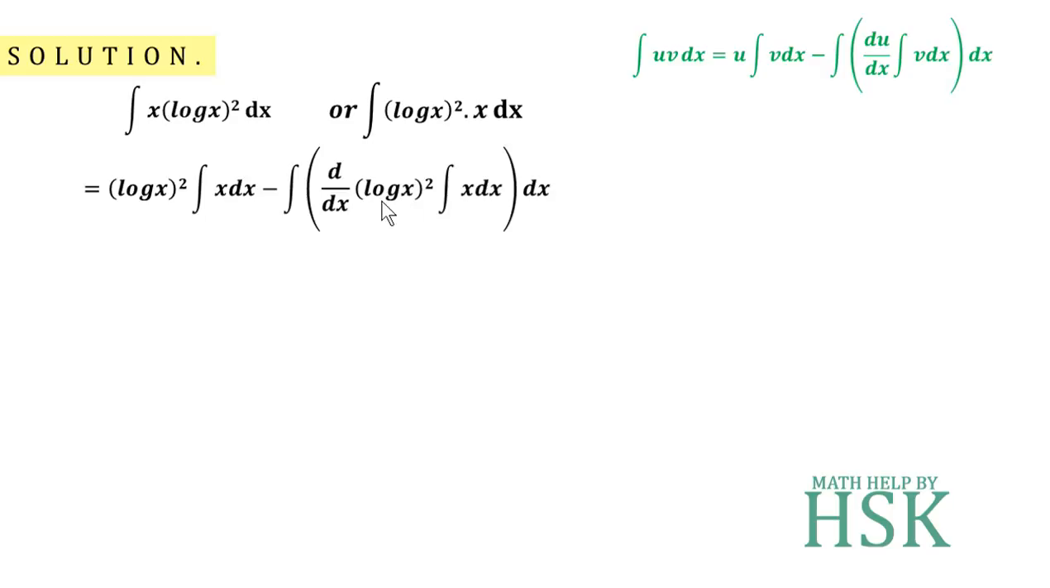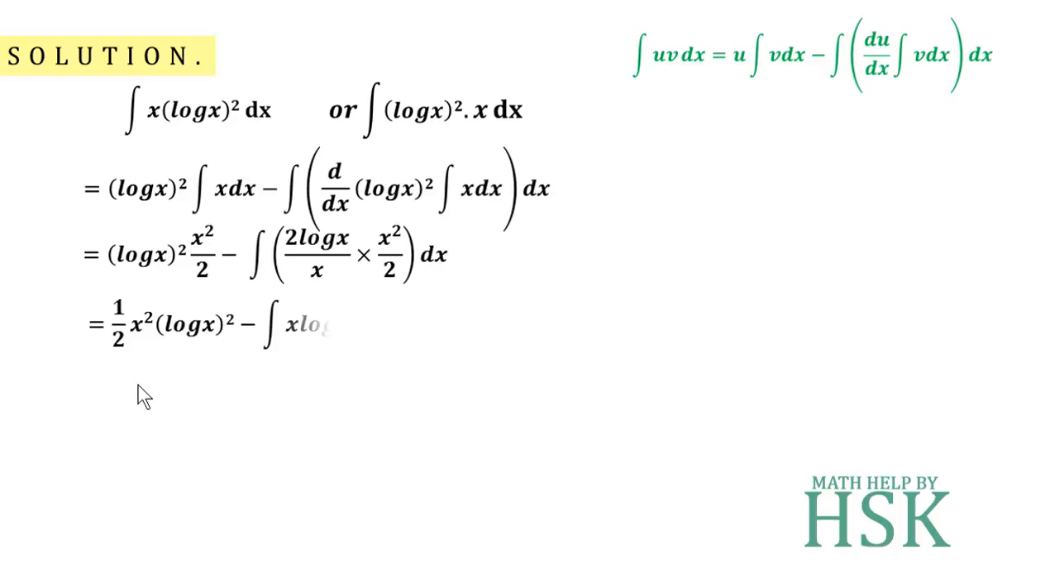First of all, we are going to apply here the chain rule. Therefore, according to it, this will be 2 log x into d upon dx of log x, that will be 1 upon x. So on differentiation and integration of these terms, we get (log x) whole square into x square upon 2 minus 2 log x upon x into x square upon 2. This x and this power cancel out, this 2 and this 2 cancel out, so I can write this further as 1 by 2 x square (log x) whole square minus integration of x log x.